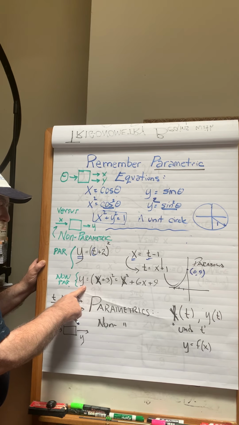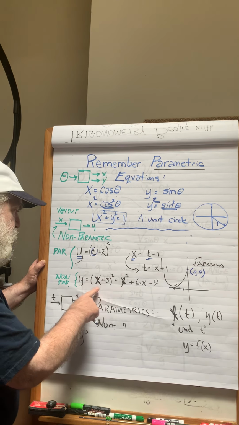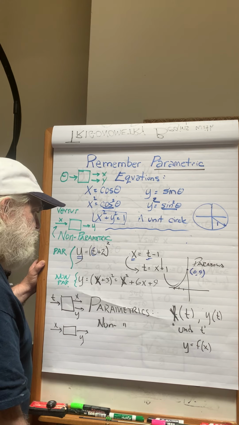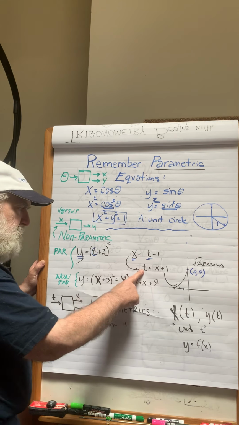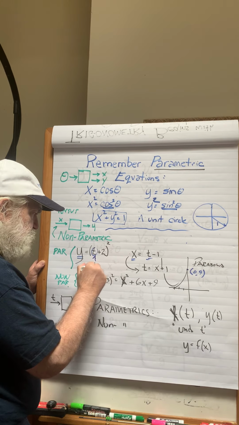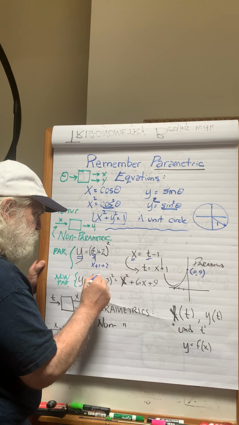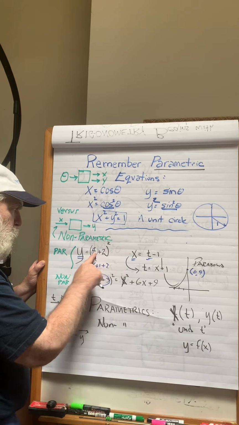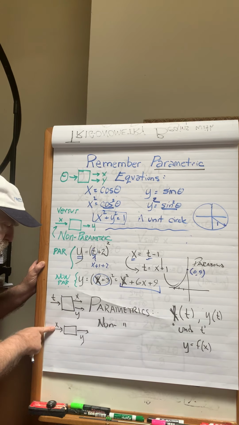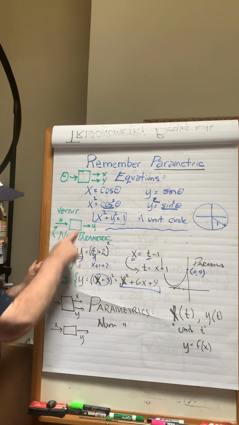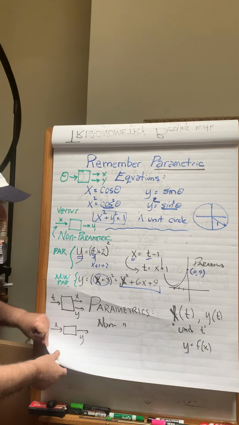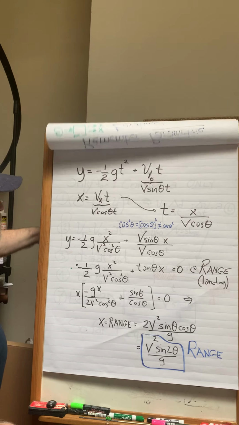Non-parametrically, y is equal to, say, x plus 3 squared, and that gives us, because I solve for time here, x is time minus 1, so time is x plus 1. So if I put in x plus 1 plus 2, I get x plus 3 for what y is, squared. And so this is the non-parametric form for y. You give me x, I give you y. In the parameter form, you give me t, and I give you x and y. So that's just a review, because that's what we're going to do with this.